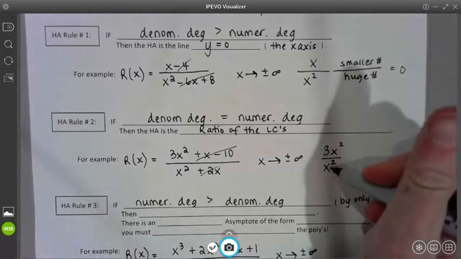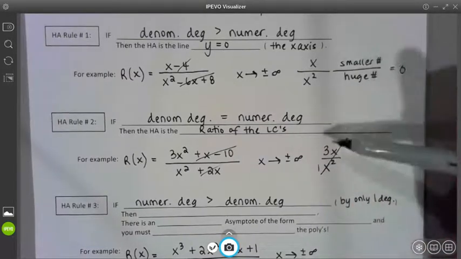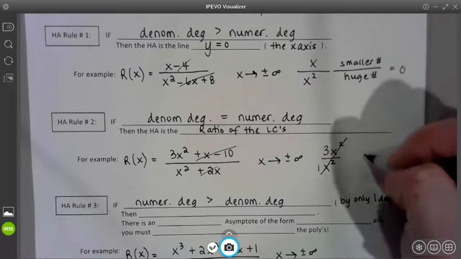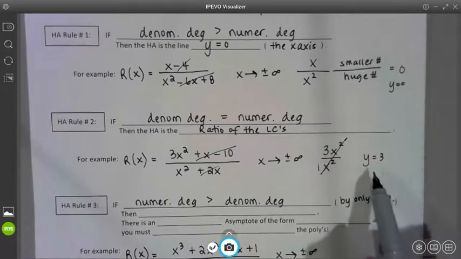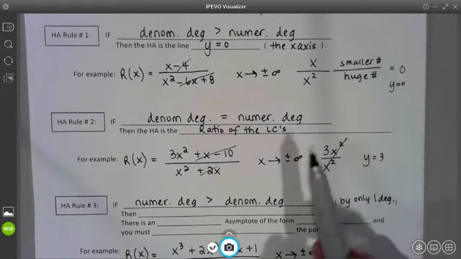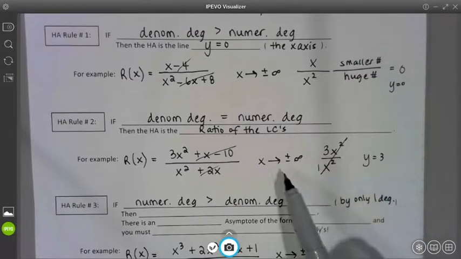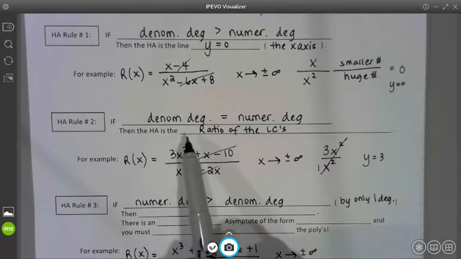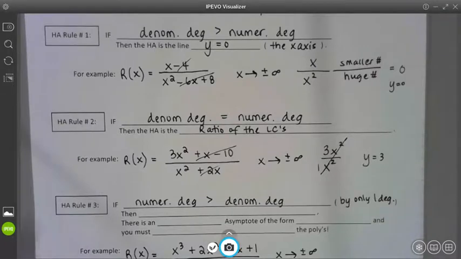A trillion squared divided by a trillion squared, it's going to cancel, and you're left with 3 over 1. So that means all of the y values are heading towards the number 3 over 1, which is y equals 3. I forgot to write that. All right, so that just means that your graph is going to head towards the y value of 3 as x gets really, really big. So the horizontal asymptote, the line that y is going to get closer and closer to becoming, is the ratio of the leading coefficients. Okay?